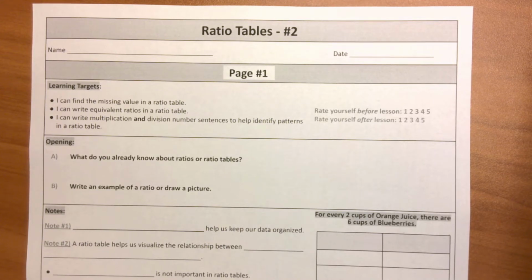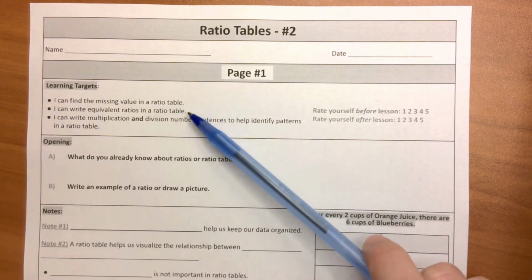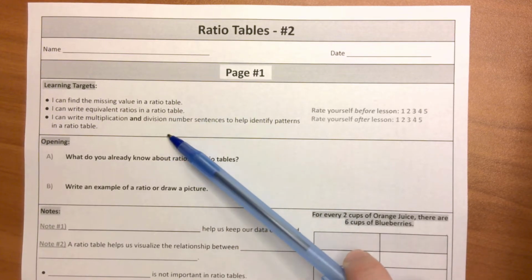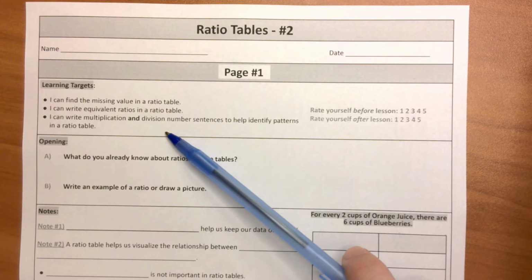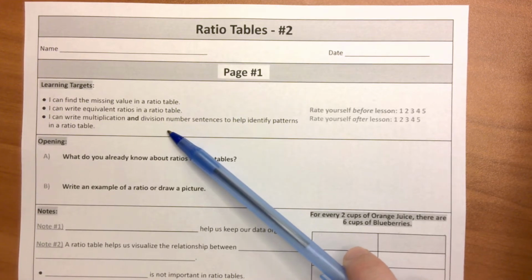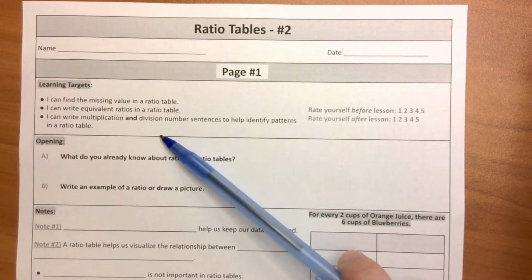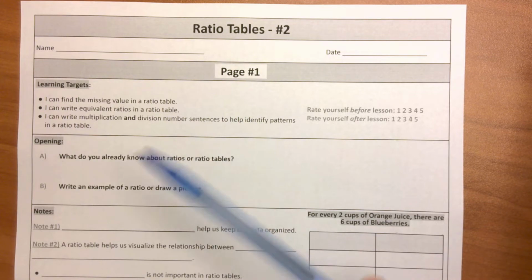Our learning targets today are: I can find the missing value in a ratio table, I can write equivalent ratios in a ratio table, and I can write multiplication and division number sentences to help identify patterns in a ratio table. If you completed level number 1, we focused just on multiplication number sentences. Today, we'll also work on division number sentences.